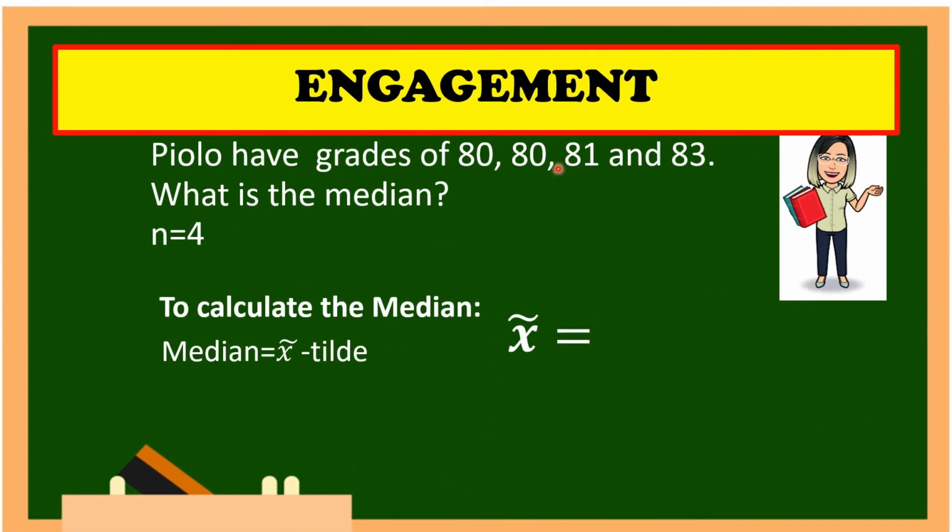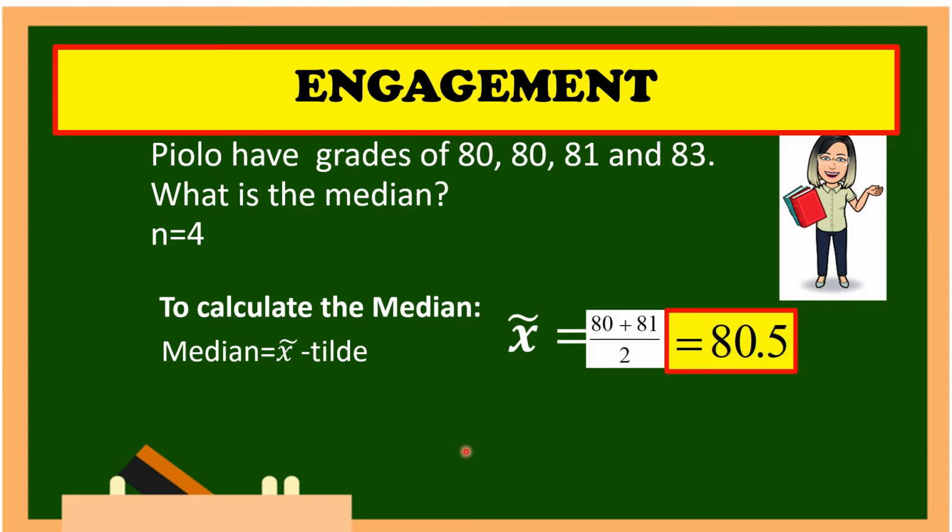Piolo has grades of 80, 80, 81, and 83. What is the median? N is 4. If n is 4, n is an even number. Since n is an even number, what are the two middlemost scores? We have 80 plus 81, that is 80 plus 81 divided by 2. The answer is 80.5 or 80 and 5/10.